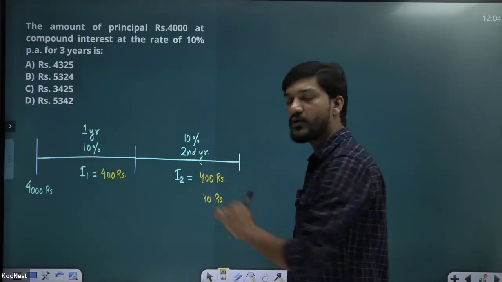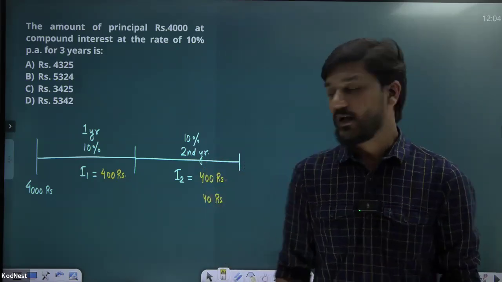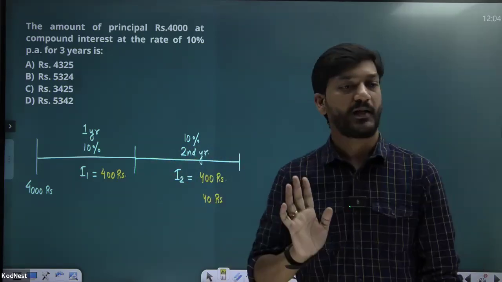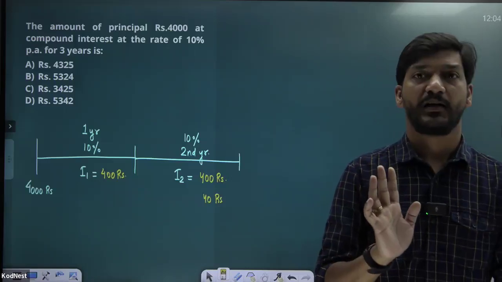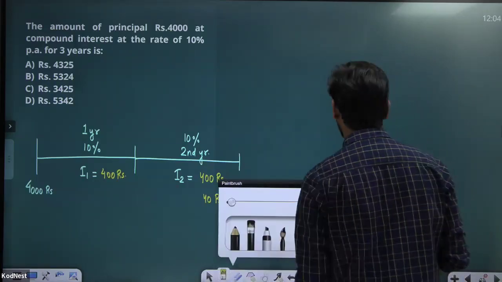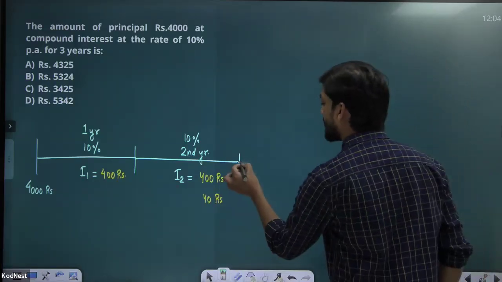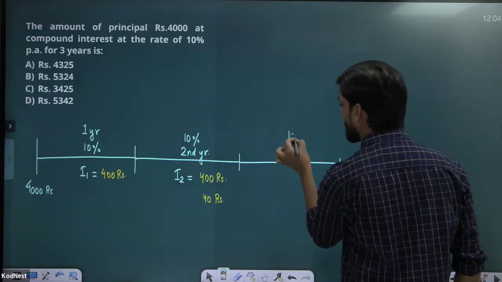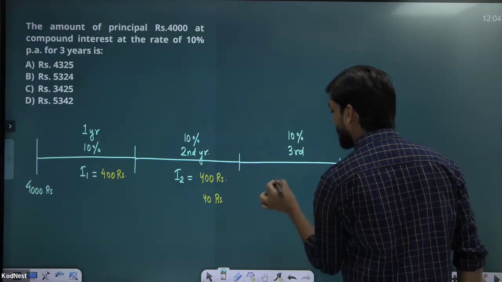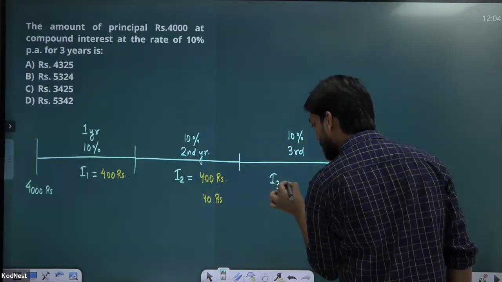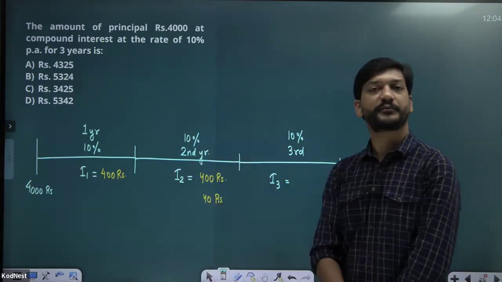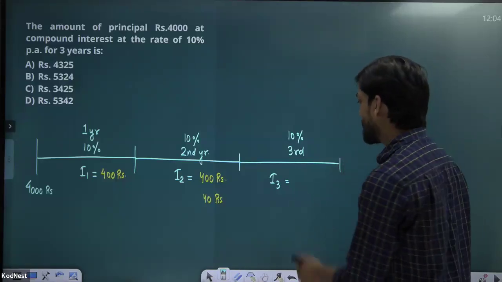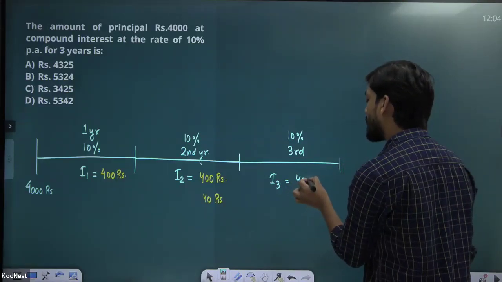Is this point clear or not? Please confirm this. Interest on principal, interest on previous interest. Understood? All right. Next, third year. Take the third year. Again, one more year. So one more 10% you will have to calculate. Okay. Now stand here, please. Can you see principal? You will say yes, sir. 10% of principal, 400 rupees again.